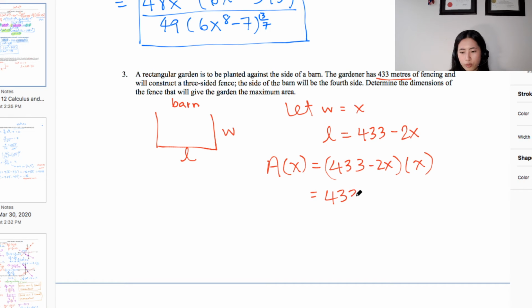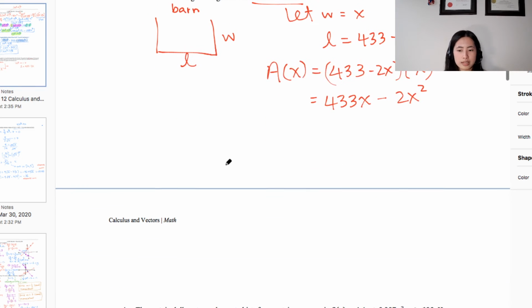So this is 433x minus 2x squared. Okay, so we know what the area is with respect to x, right? So it says determine the dimensions of the fence that will give the garden the maximum area. Okay, so here's the thing where you start optimizing.